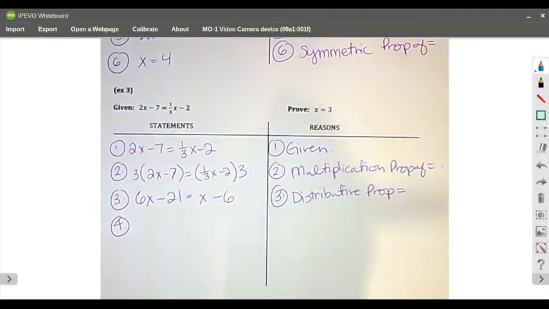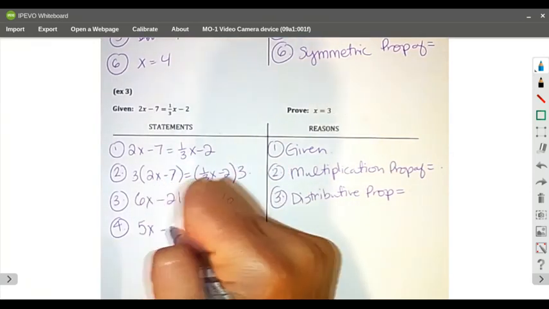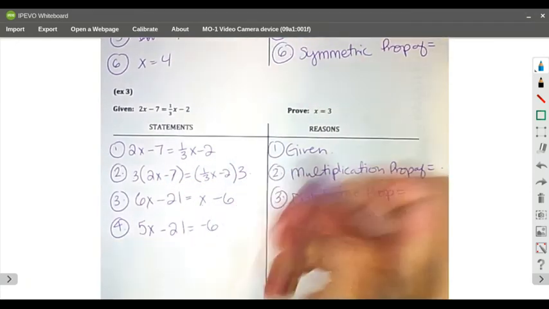Okay, so from here we have 6x minus 21 equals x minus 6. We have to bring the variables on the same side and bring the constants on the same side. So I'm going to bring x over to this side, so it's going to be 5x minus 21 equals -6.